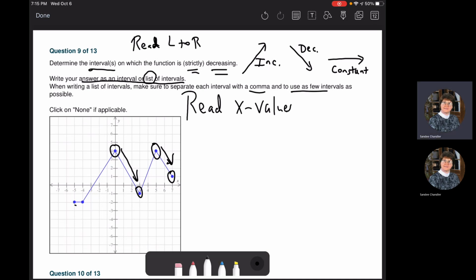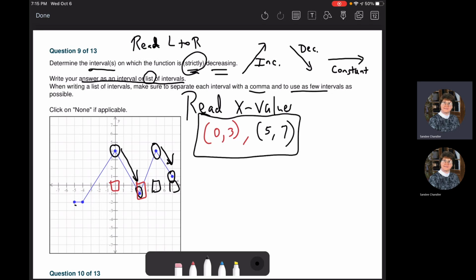So the x values here, just different colors, are 0 to 3, comma, the x values here are from 5 to 7. Remember I said it was all open because it's strictly decreasing. And so that is our answer.